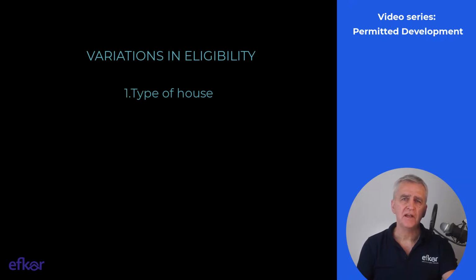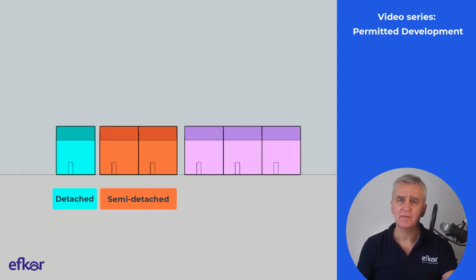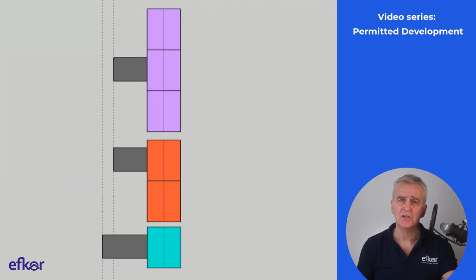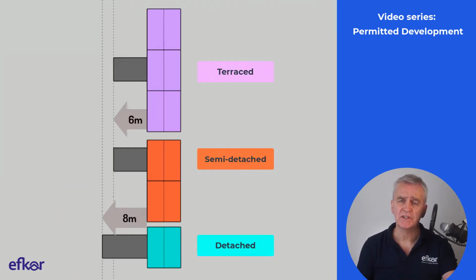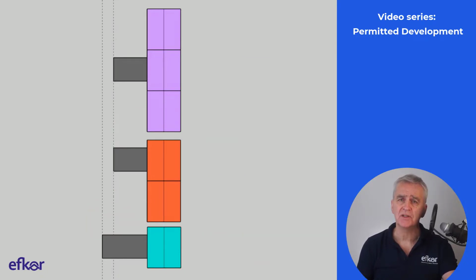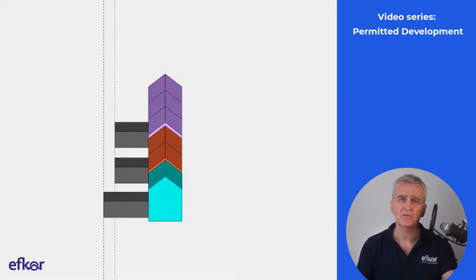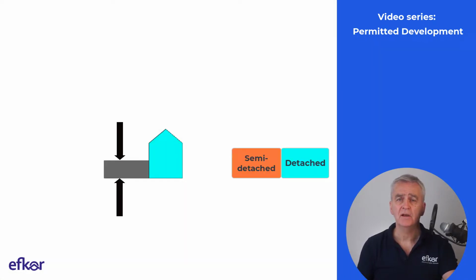Looking first at the type of house. For certain improvements, the benefit available to you under PD rules depends on whether the property is detached, semi-detached, or terraced. For example, when considering the maximum depth for a rear single-storey extension, the rules are more generous for detached properties. However, when considering the maximum height of the extension, it's irrelevant whether the house is detached, semi, or terraced. I highlight all these differences in the other videos in this series.